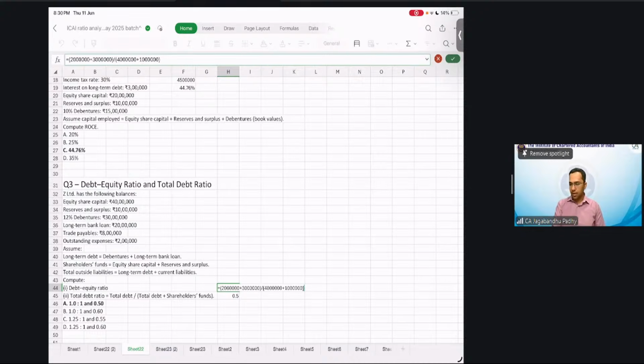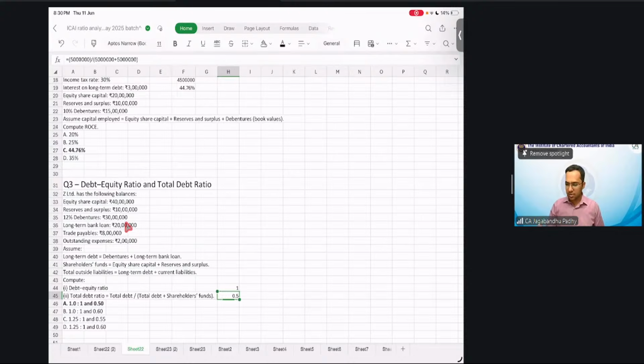Since it is the debt equity ratio, you take the debt as 20 lakhs of long term debt and 30 lakhs of debentures, and you divide it by equity and reserves. So that's one. And for the second, it is going to be total debt of 50 lakh upon total funds, which is total debt plus shareholders' funds, which is 1 crore. So that comes out to be 0.5. Right, so that's about this MCQ.